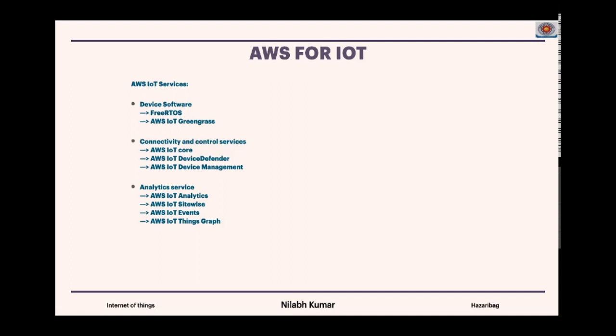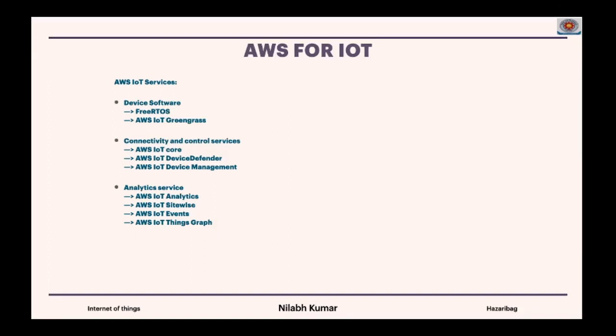Security is the main concern. We have AWS IoT Core. It lets connected devices easily and securely interact with cloud applications and other devices. It means AWS IoT Core works by connecting the device to the cloud applications.